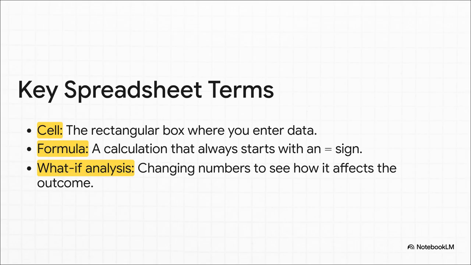First, the cell. That's just the little rectangular box where you type your data. Second, the formula. This is a calculation, and the key thing to remember is that it always starts with an equal sign. And third, that what-if analysis we mentioned, the magic is just this. You change a number in one cell, and bam, the spreadsheet instantly recalculates everything connected to it. It's an absolute game changer for budgeting or planning.